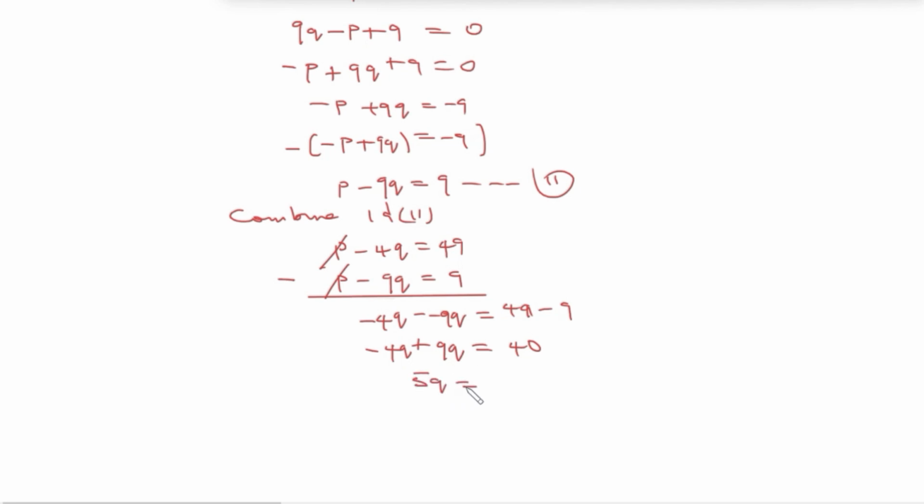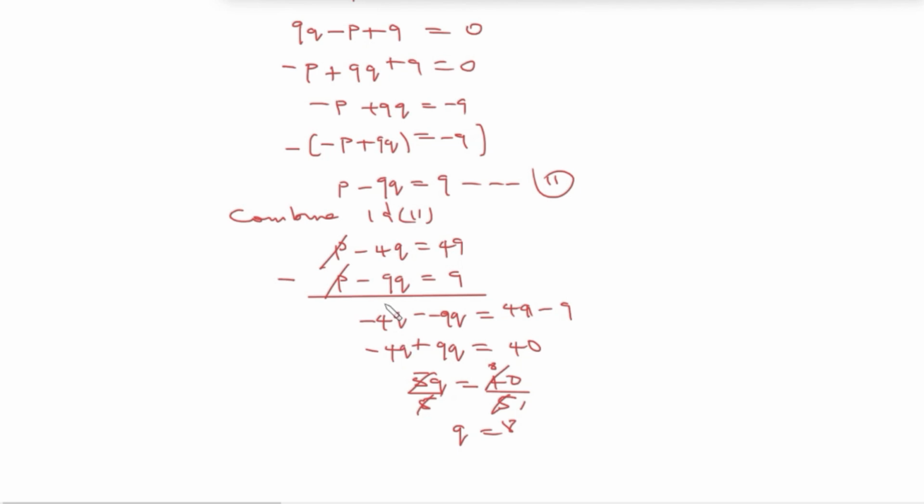Now minus 4q plus 9q gives you positive 5q. The bigger number carries the sign. 9 is the bigger number and the sign is positive. Then 40 divided by 5. To find q, 5 into 40 is 8. So q is equal to 8.